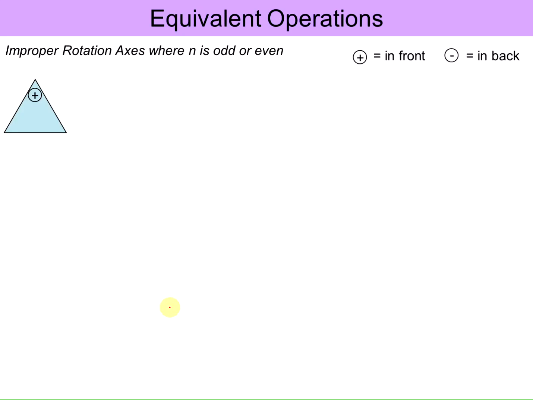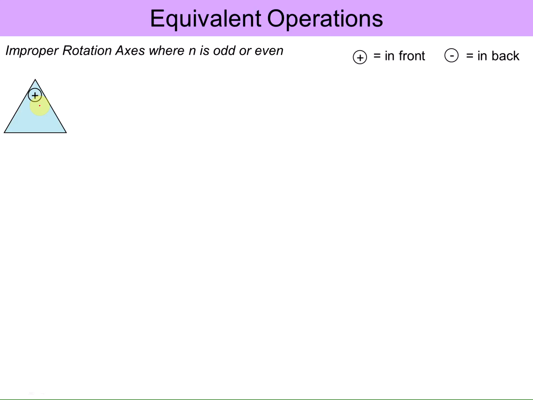So I just want to discuss equivalent operations just a little bit more. And we're going to first look at improper rotation axes where n is odd or even. So I'm using my example of a square again, this blue square. And just to keep track of how I move things, I'm putting a little orientation marker here. So that's not really on the object, I've just secretly marked this triangle. And if I have a positive side, that means it's on the top of my triangle. And if I have a negative side, it's hidden on the back side of the triangle.